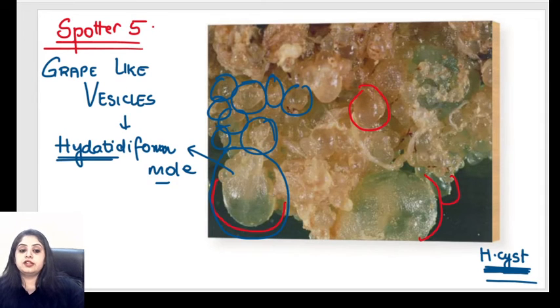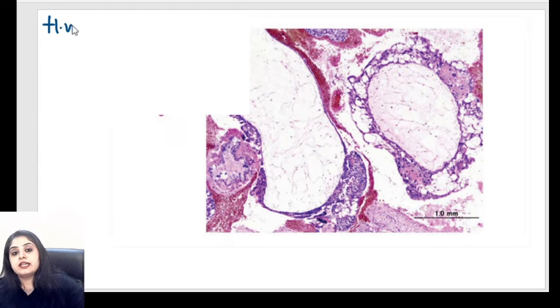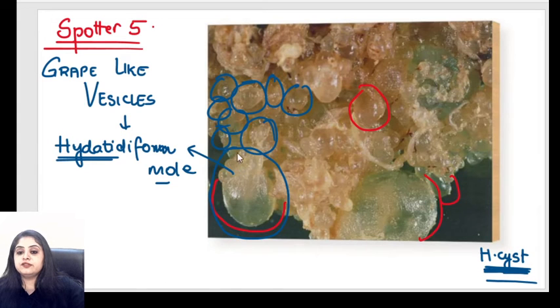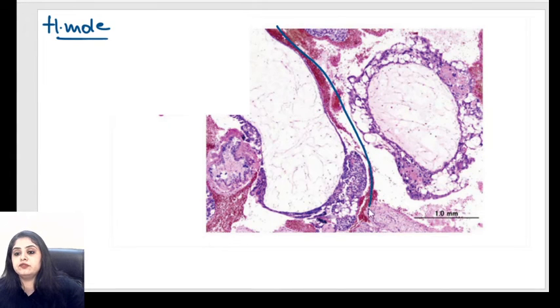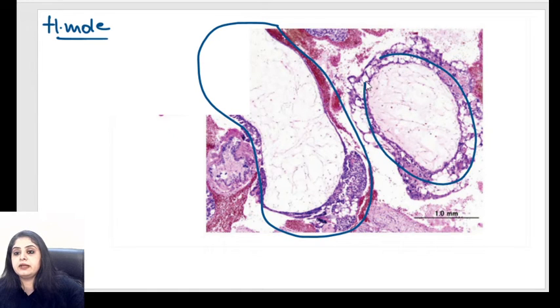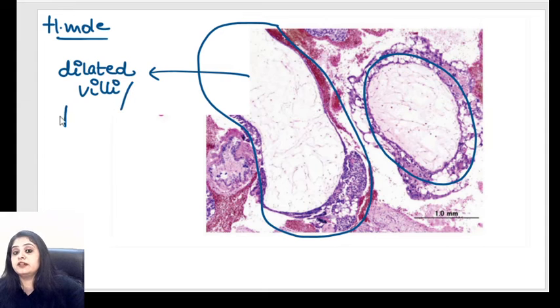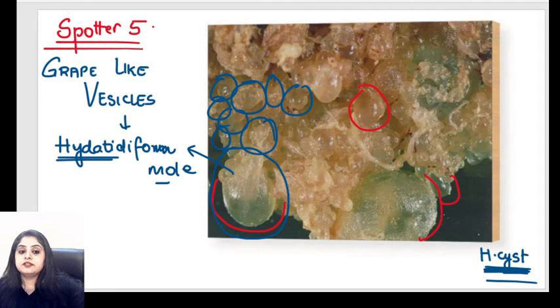And how can I further prove this? I'll have to look at it under the microscope. How does hydatidiform mole, or H mole, look under the microscope? You could see these vesicles filled with water, filled with fluid. So I have to see villi, and those villi are not normal sized villi. They are all white, empty, which means they are all dilated villi. I call them hydropic villi because they are filled with water. Because these villi are hydropic, that is why I'm getting that grape-like vesicle appearance, right?